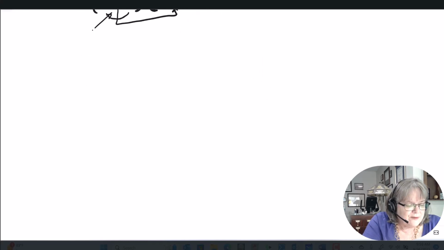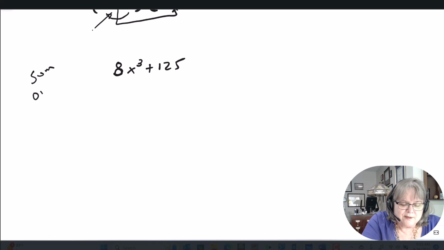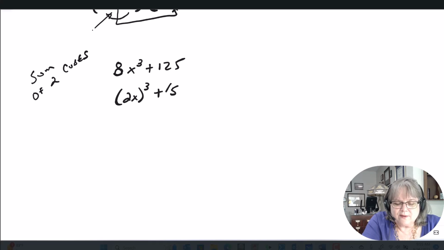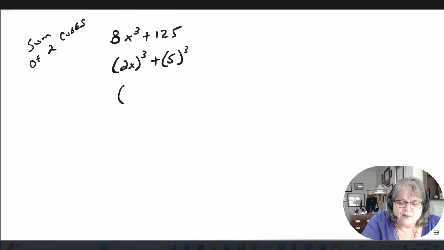What if it's the sum of two cubes? It should be 8. Now, the sum of two squares does not factor, but the sum of two cubes does. So first you show me the cubes. The cube root of 8x cubed is 2x. The cube root of 125 is 5. So show me what you cubed, and you're going to build this binomial and trinomial.